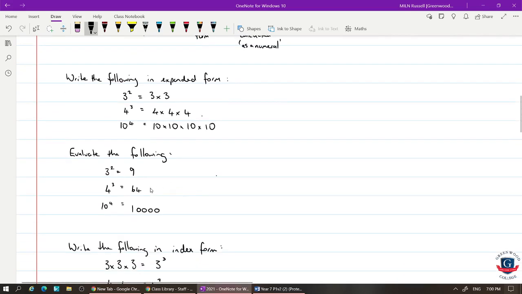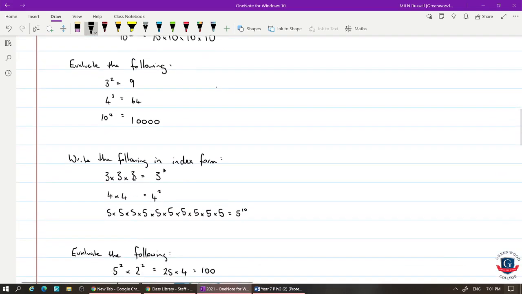Whereas if we were trying to evaluate it, we know that 3 squared is 3 times 3. 3 times 3 is 9. 4 to the power of 3 is 4 times 4 times 4. 4 times 4 is 16, times 4 again is 64. And 10 to the power of 4 is 10 times 10 times 10 times 10, which would be 10,000.